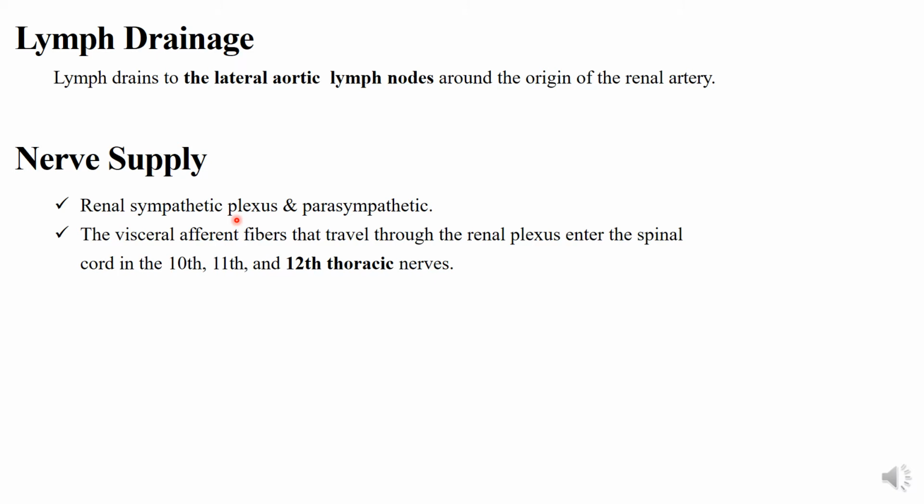In terms of the nerve supply, the nerves to the kidney arise from the renal plexus, and this consists of sympathetic and parasympathetic fibers. The visceral afferent fibers that convey the pain from the kidney travel along the sympathetic pathway. So they travel along the renal plexus and they enter the spinal cord at the level of the 10th, 11th, and 12th thoracic nerves.